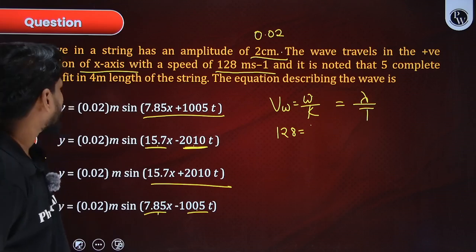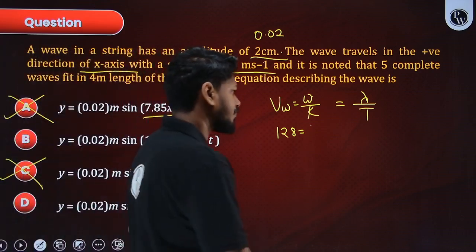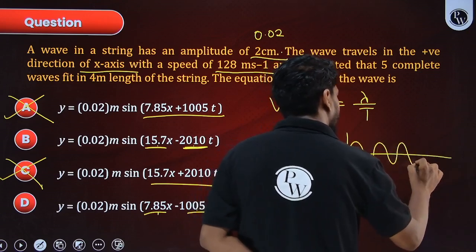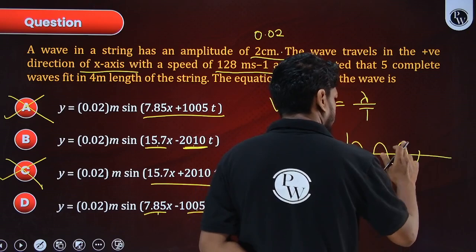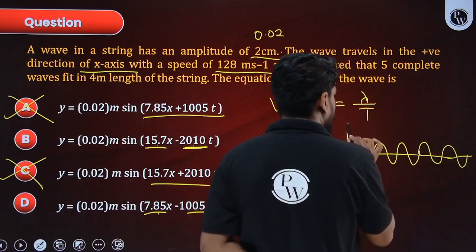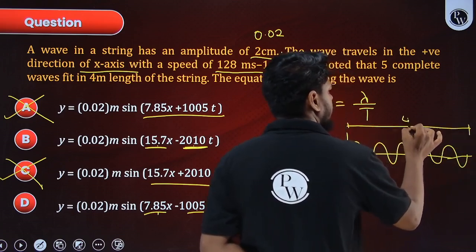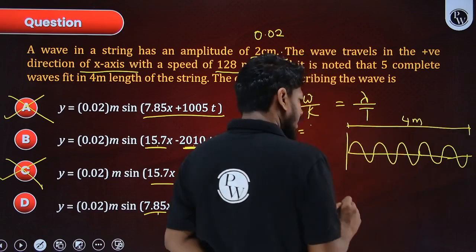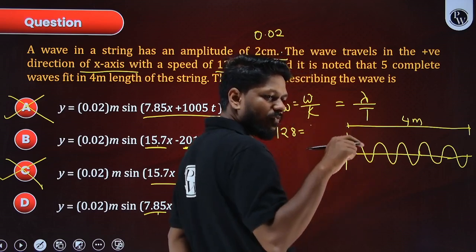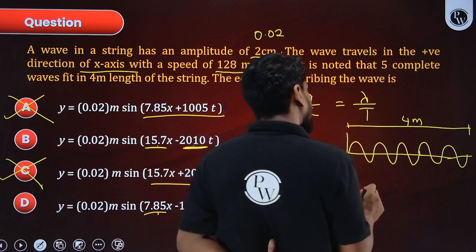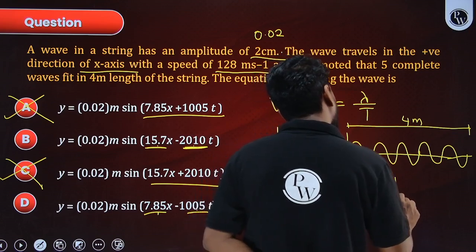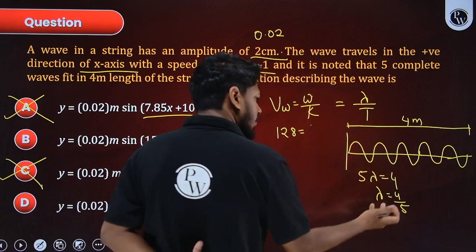Okay. What they have given? It is noted that 5 complete waves fit in 4 meter. 5 complete waves: 1, 2, 3, 4, 5. These 5 complete waves have a distance of 4 meter. So can I tell what is the distance covered by 5 complete waves? 1 complete wave covers a distance of lambda. So 5 complete waves will cover a distance of 5 lambda. So 5 lambda is equal to 4. So what is my lambda? 4 by 5.